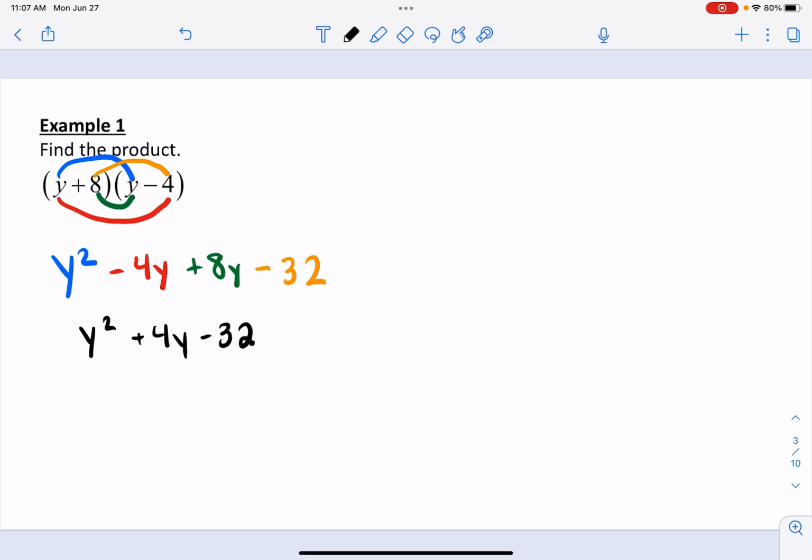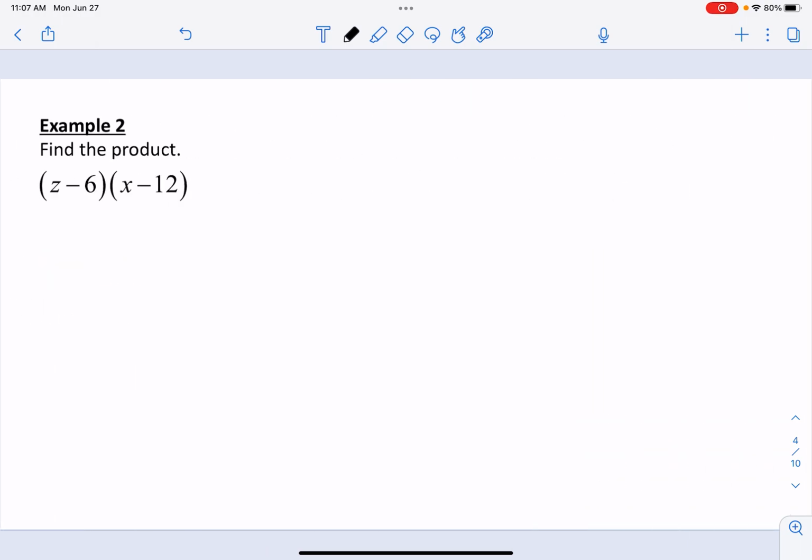Something that I personally see that really helped me learn this: the concept of FOIL just wasn't clicking with me when I was first learning this. It forms a smiley face. You have one eyebrow, another eyebrow, the nose, and the mouth. Once I got that, I totally understood how to FOIL things out.